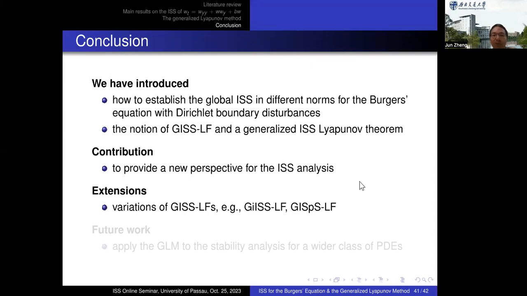So in future work, we would like to show how to construct generalized Lyapunov functionals for a wide class of partial differential equations and apply the generalized Lyapunov method for stability analysis for PDEs arising in engineering.